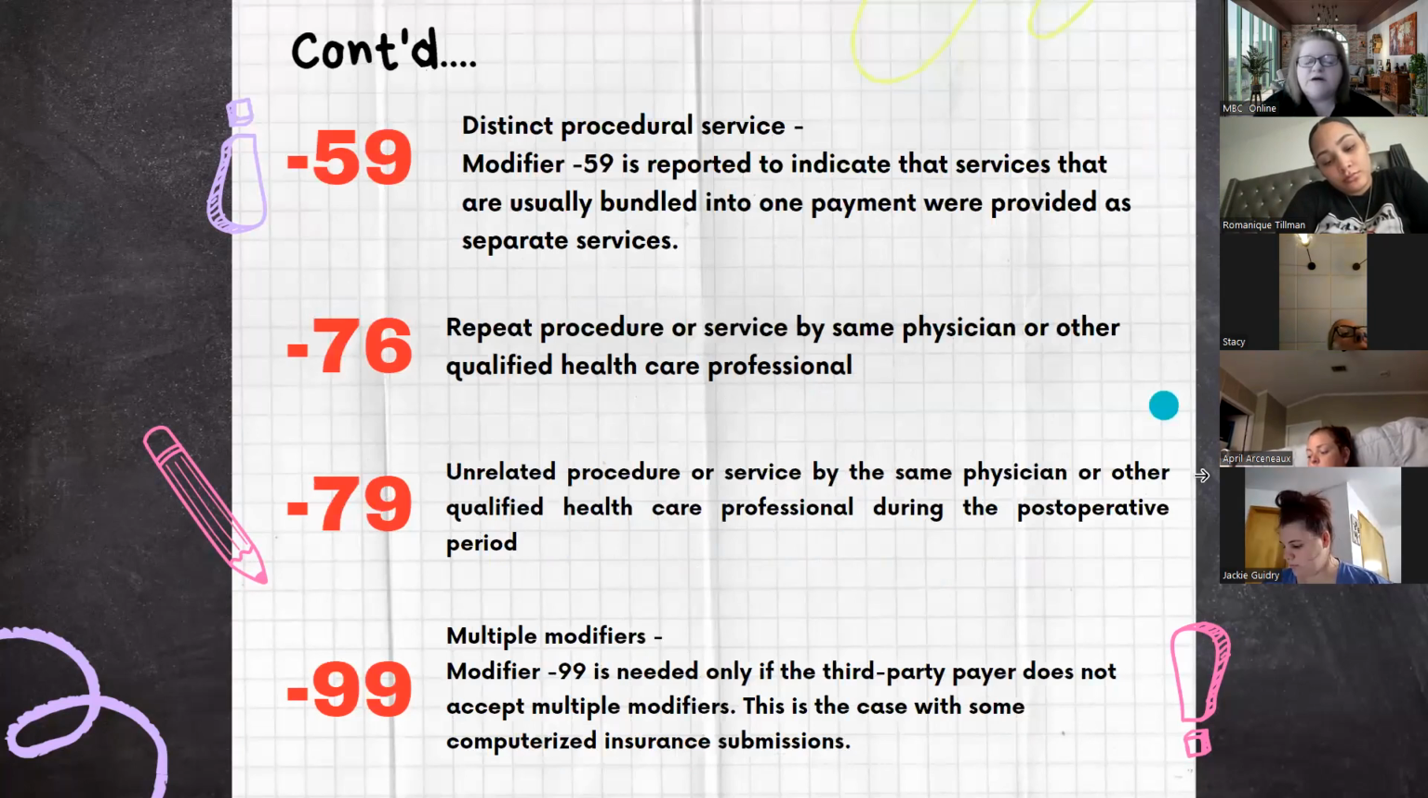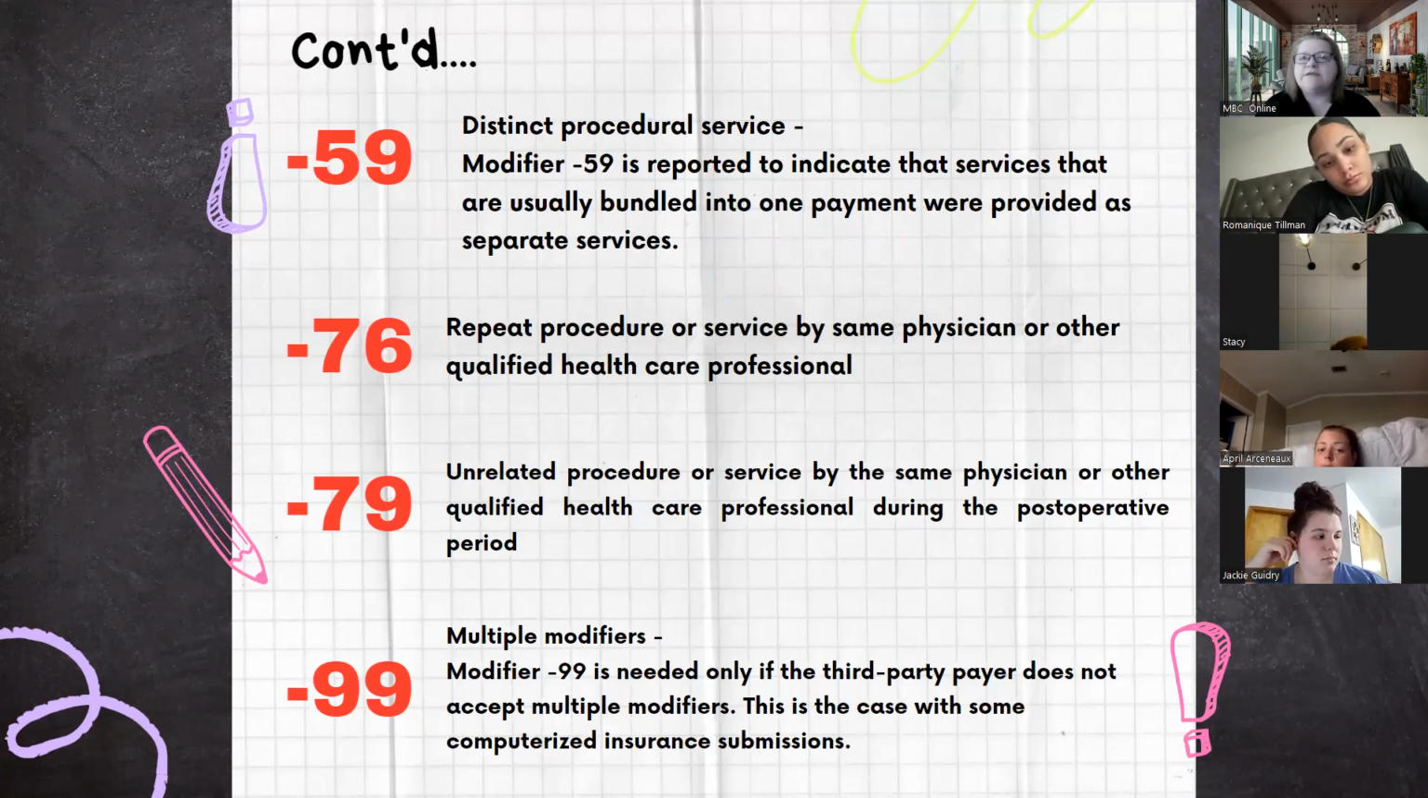All right. So just a couple more. Modifier 59 indicates a distinct procedural service. Modifier 59 is reported to indicate that services that are usually bundled into one payment are provided as separate services.